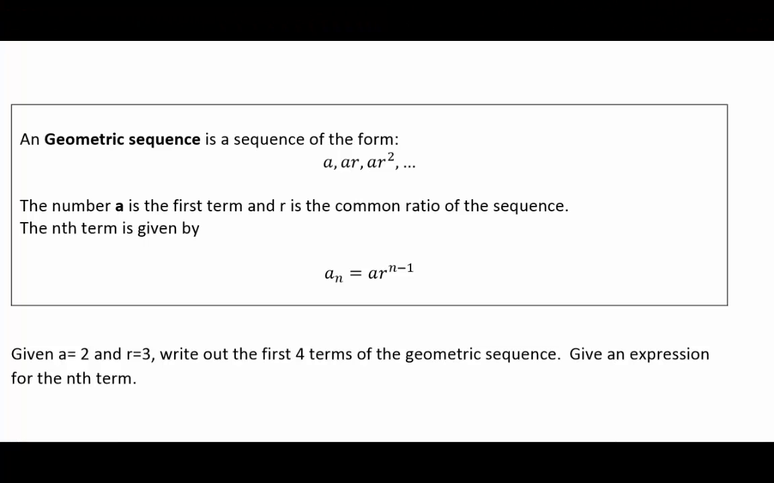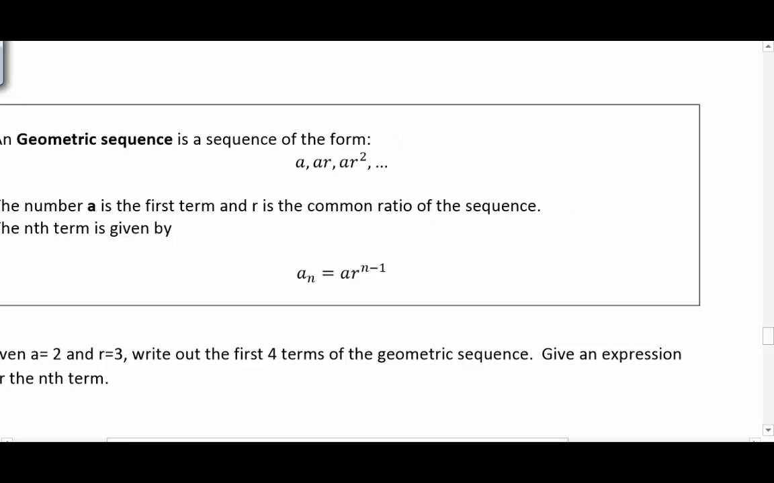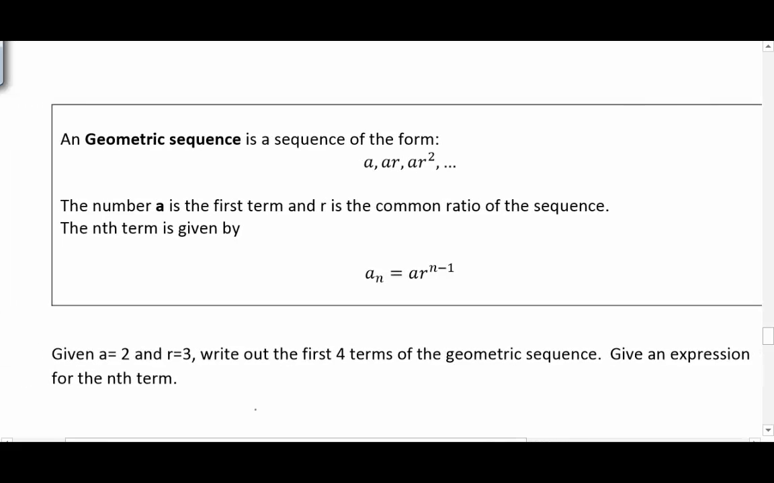Okay, geometric sequence is based off multiplying. So in arithmetic, we looked at adding a constant term. In geometric, we're looking at multiplying a constant term. And so the formula way to describe this is we have r as a common ratio. It's that thing that we are multiplying by.